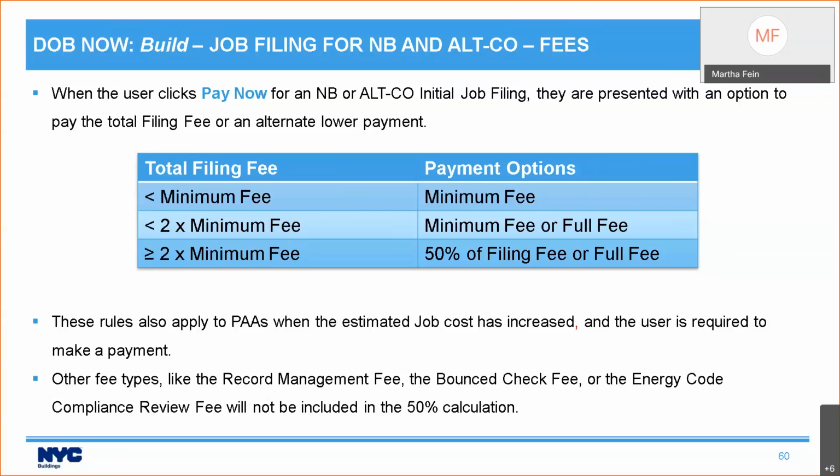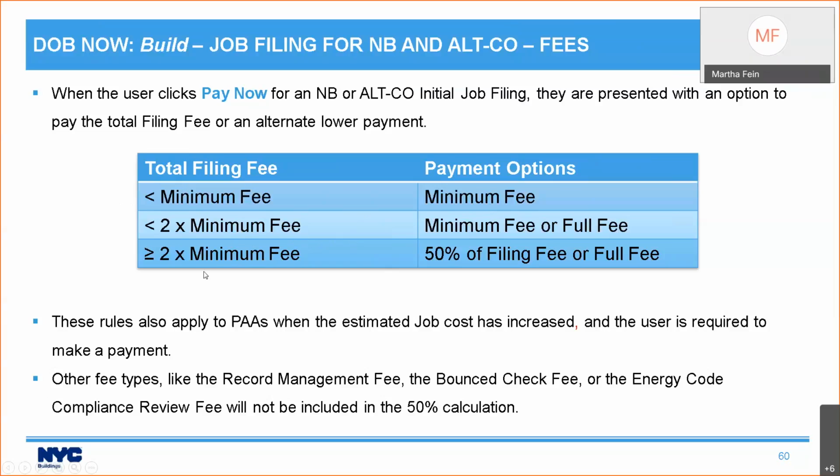So when you click Pay Now for a new building or Alt-CO initial job filing, you may be offered a lower amount. And whether or not you get offered it and how much it is depends on the amount of the total filing fee. So there is a minimum fee depending on the details of your job filing. If your total filing fee is less than the minimum fee, you must pay the minimum fee because that's the minimum. If your total filing fee is more than the minimum fee, but less than twice the minimum fee, your options are the minimum fee or the full fee.